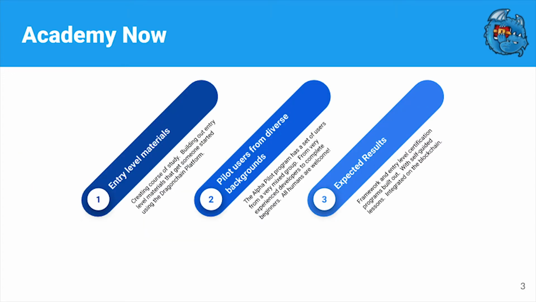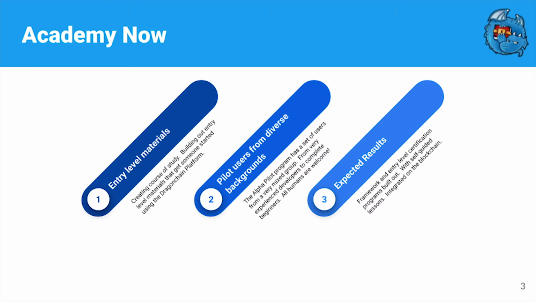So how are we going to do this? Well, what we have right now with the Dragonchain Academy is we've created what we call the Academy Pilot Program. And in this Academy Pilot Program, we have a set of users from a diverse background of about 40 users who are all going in and working within our platform, from an experienced developer all the way to an entry-level user. And we're trying to figure out where they are having pain points, and then we're writing course material to get through those pain points.